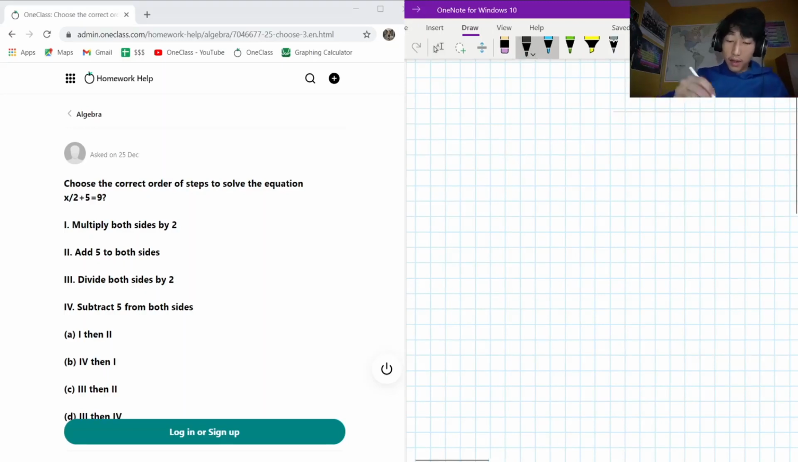Okay, so this is the next question that we have on the menu today, and it's asking us to choose the correct order of operations to solve the equation. The equation that we have is x over 2 plus 5 is equal to 9. Okay, how do we solve this?